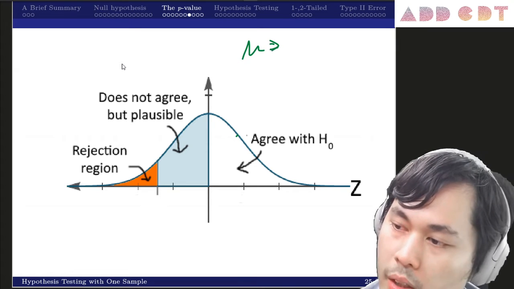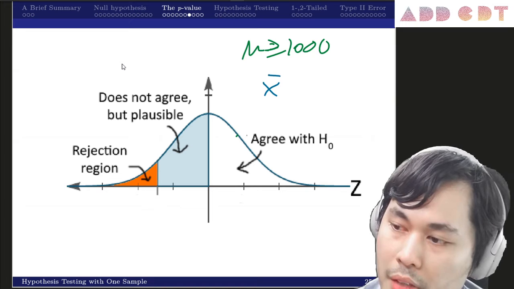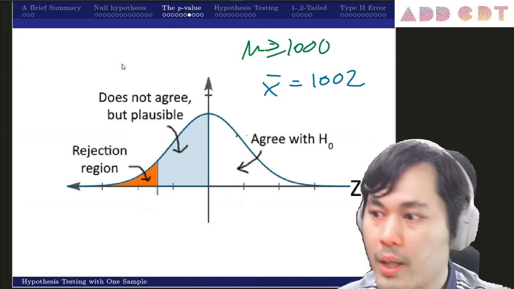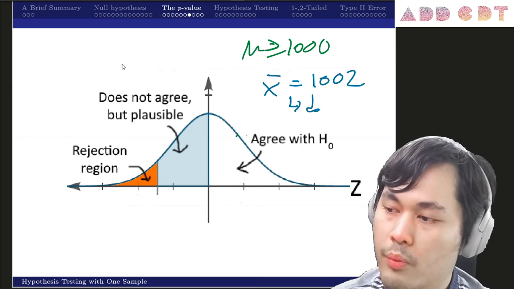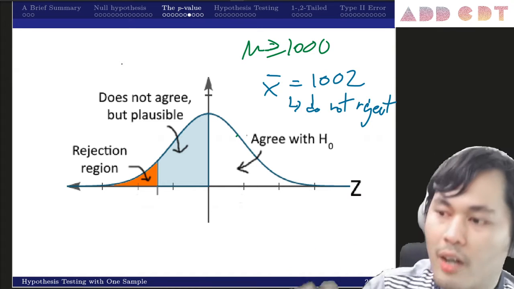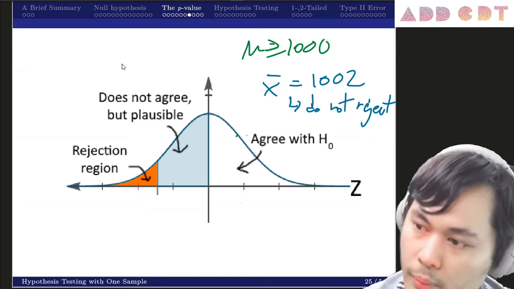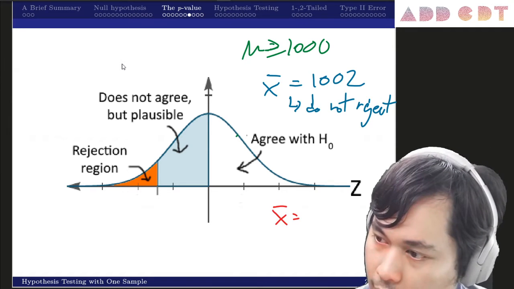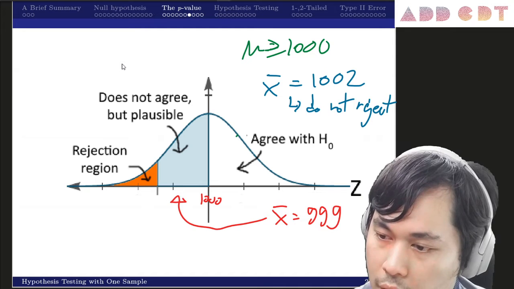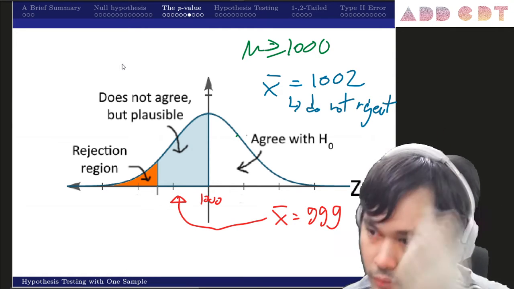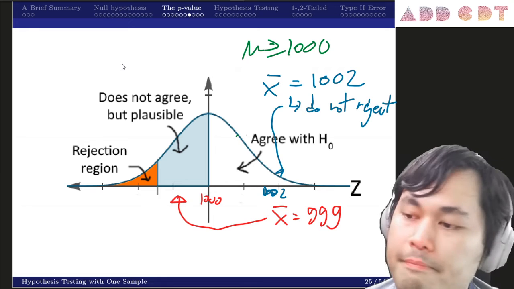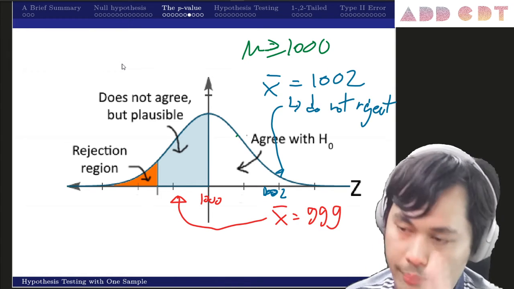If we believe that this is at least 1000, and the result is, let's say, 1002, that means the result agrees with our original hypothesis. So we do not reject, because it already agrees. But if x bar is slightly below, let's say it's 999, is it below 1000? That's going to fall here, to the left. So we are saying that even if it doesn't agree, is it still possible? There's some chance that the number will be a little bit below that.